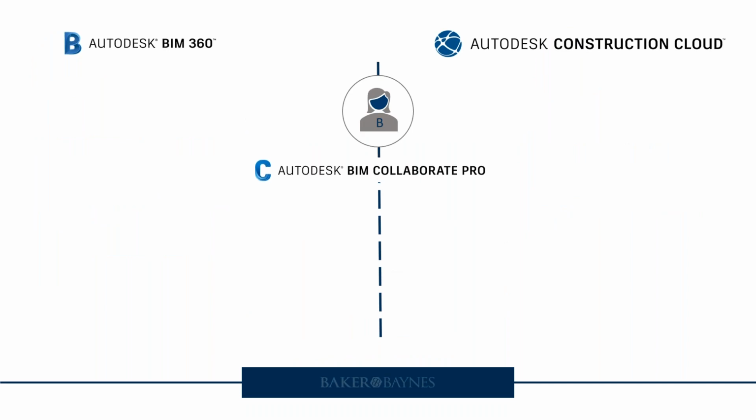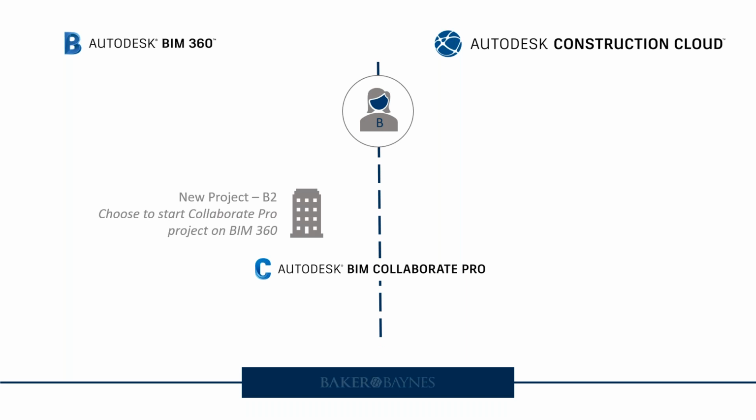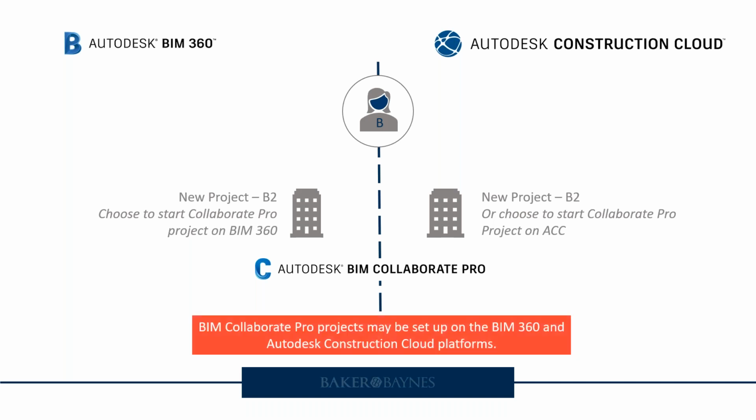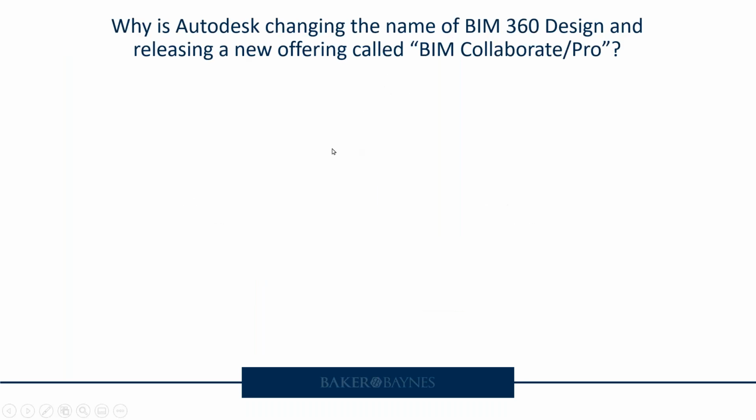So if person B buys a BIM Collaborate Pro, it means that for her new project, project B2, she can choose to start BIM Collaborate Pro again, either on BIM 360 or she can start to collaborate her project on Autodesk Construction Cloud. So the common thread here is, if you have access to the new platform, you can go new or old. If you have access to the old platform, you stay on the old. So BIM Collaborate Pro projects may be set up either in a BIM 360 environment or in a Construction Cloud environment. You can decide which way to go.